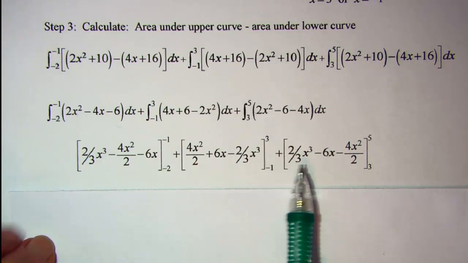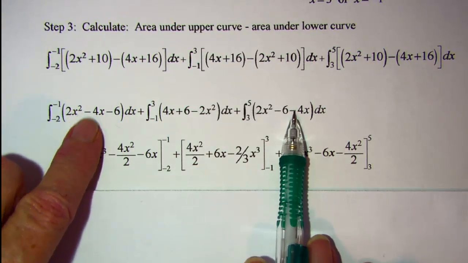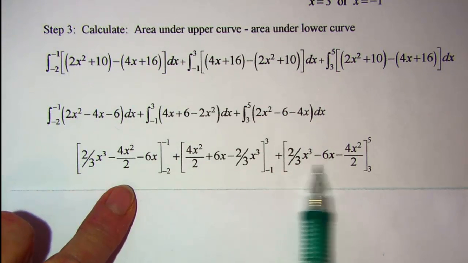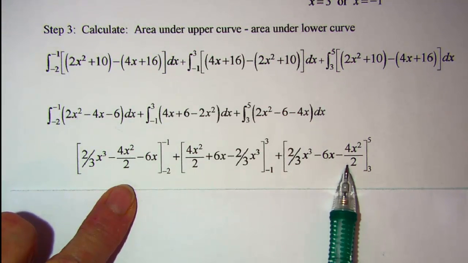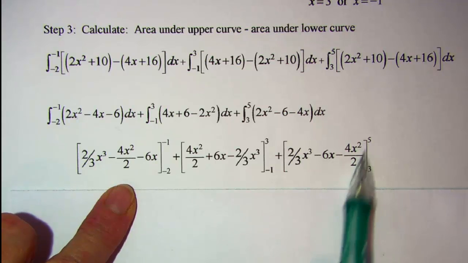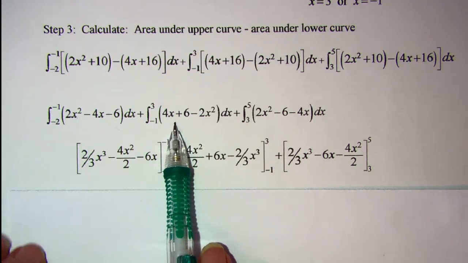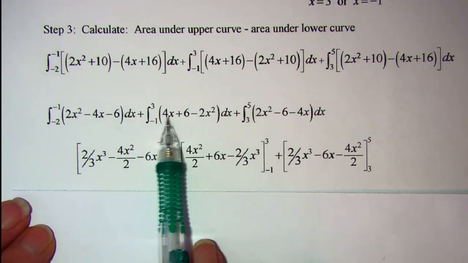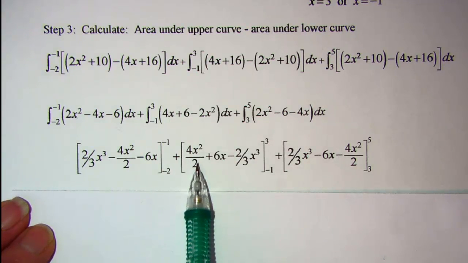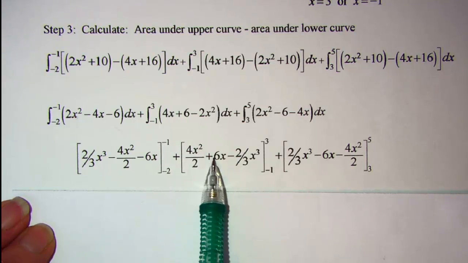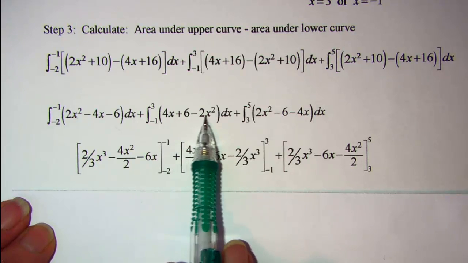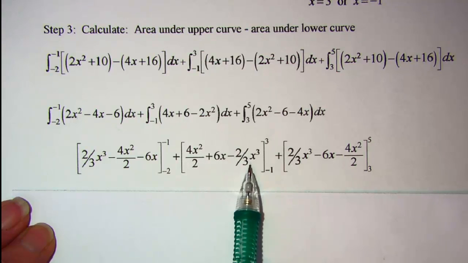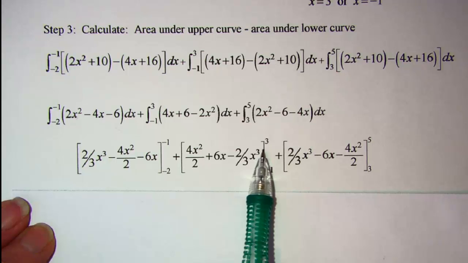And then the first and the last have the same integrals, so only this one is evaluated from 3 to 5. In the middle one, we increase the exponent by 1 and divide by the new exponent, so 4x squared divided by 2 plus 6x, and then minus 2x cubed divided by 3. That integral is evaluated from negative 1 to 3.